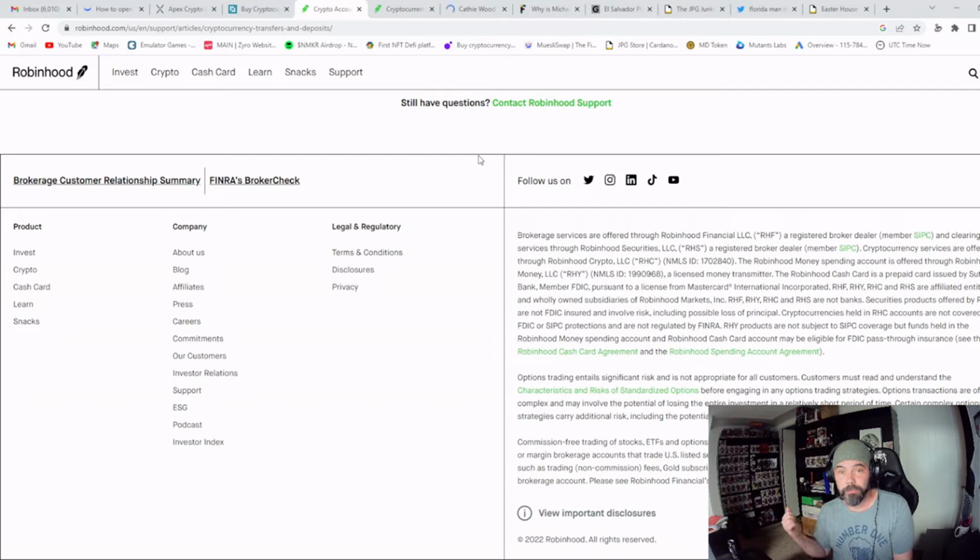Robinhood you can transfer out of. Now they do have wallets. So that's the thing about SoFi. SoFi does not have the wallets. They hold on to it. It's not your crypto. Not your keys, not your crypto.